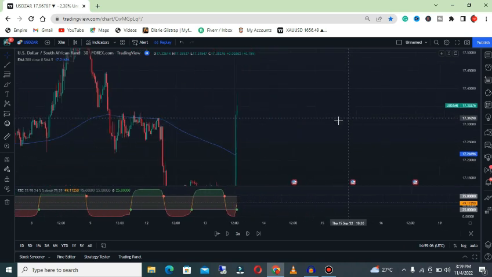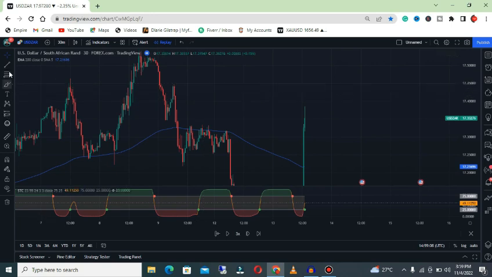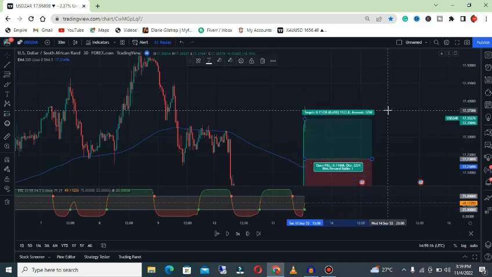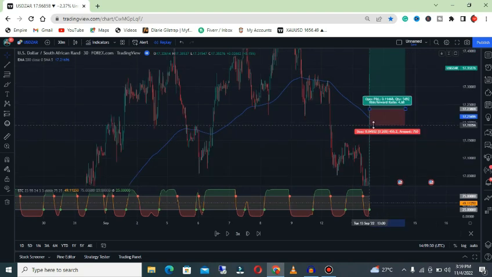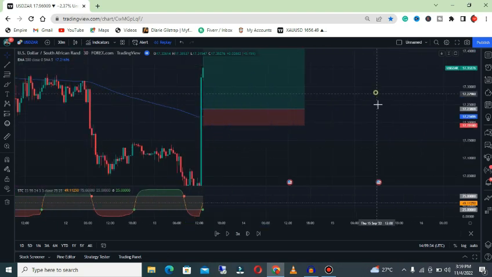Before then, let me grab my tool real quick. All right, so I'm going for a long trade here. So let's put that right here. I'm definitely going to put my take profit at this particular point here, right? Then let's see, our stop loss should be around here. So I got one here.